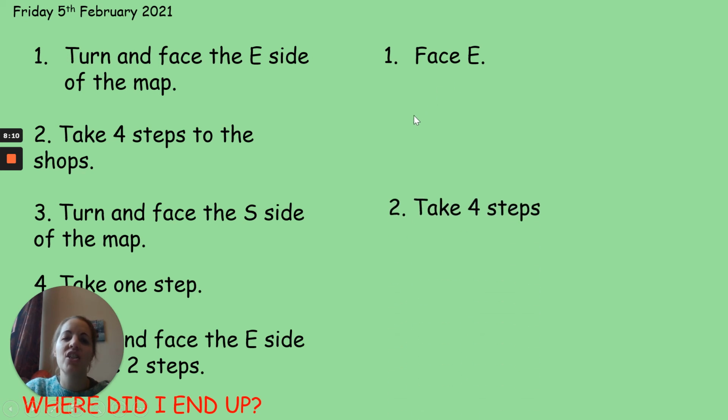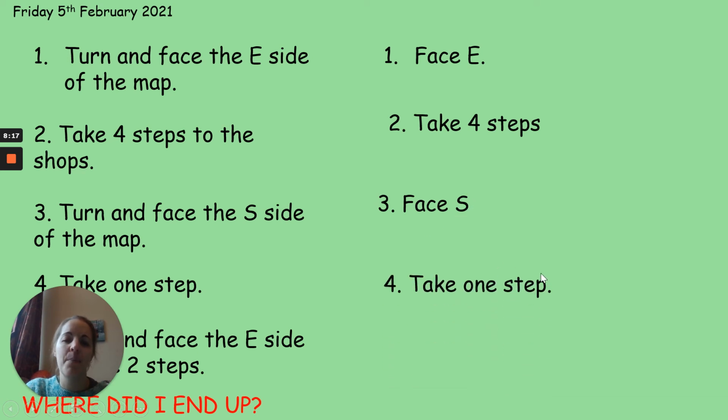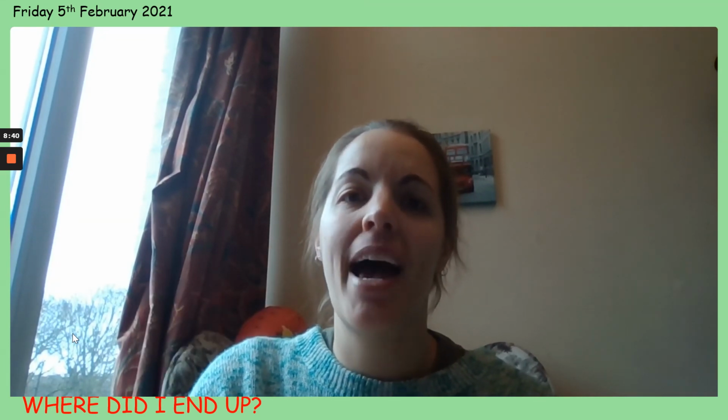Okay, then direction 2, take 4 steps. Face S, take 1 step. Face E and take 2 steps, okay? So you can write your instructions like it is over here. You don't have to do them as detailed as Miss H has, all right? So you can do them a little bit less detailed. All right, just remember that you need to tell your parents which way to face so they know which way they're walking, and then you need to tell them how many steps they're taking, all right?